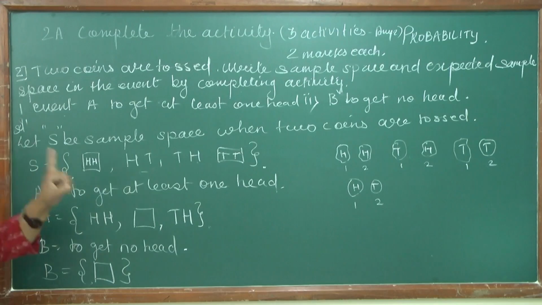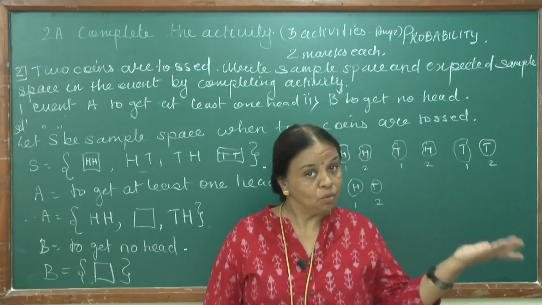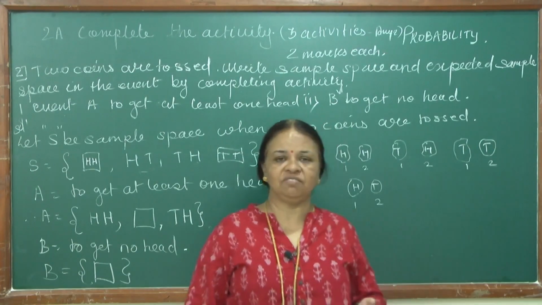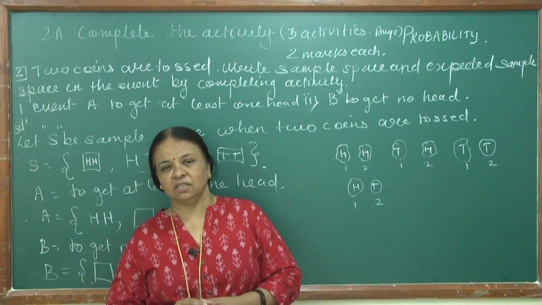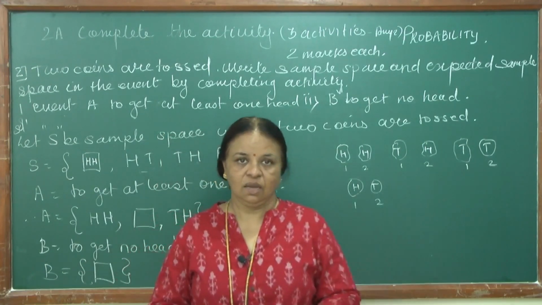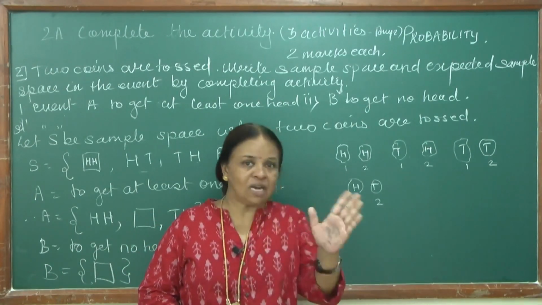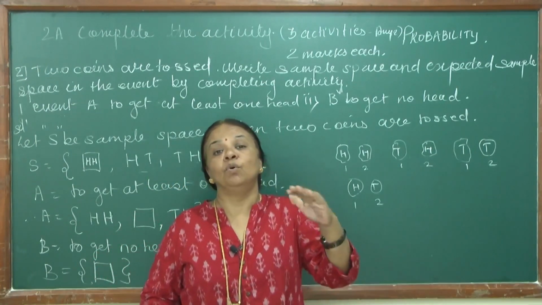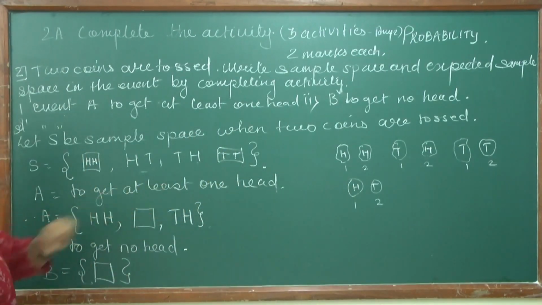Now, to get at least one head. At least means the least is one head, but there can be more than one. That is known as at least. For example, if somebody asks to distribute something, and while distributing he or she may say everyone must get at least one. At least one means the least is one, but not less than one. But one can get more than one. One can get more than two, but not less than one. That is known as at least one.